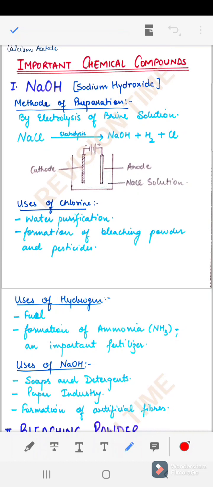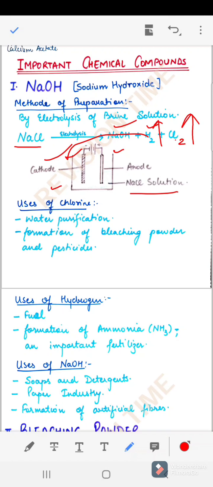So upon sodium chloride electrolysis, what happens? We have sodium hydroxide, we have hydrogen gas, and we have chlorine gas. This is evolved. So this is the setup here. We have NaCl solution here. This is the anode and this is the cathode. H positive will go to the cathode, Cl negative will go to the anode.